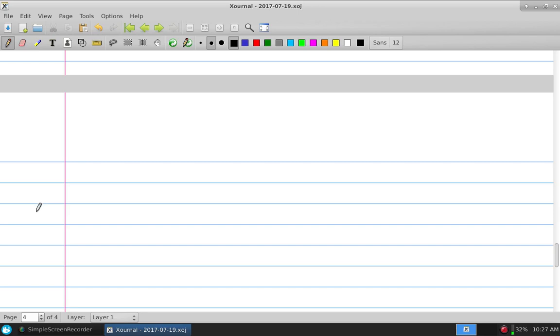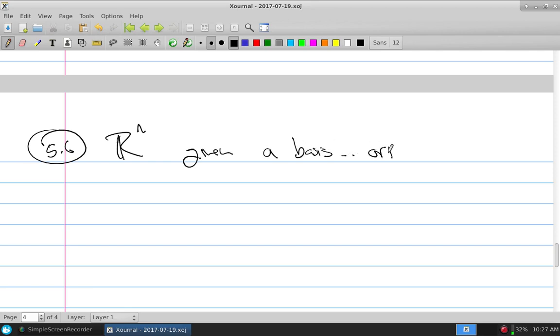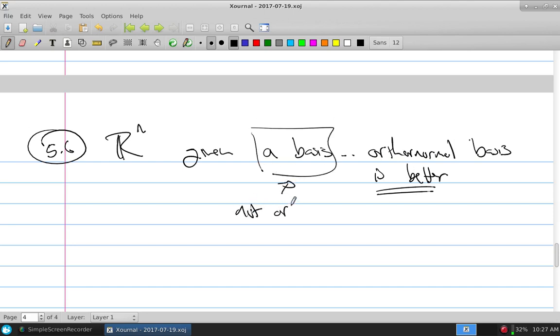So orthonormal sets are good. So what happens now, and we'll consider, for example, just simply Rn. If you are given a basis, an orthonormal basis is better. So if I was given a basis that's not orthonormal, how can I make an orthonormal basis based upon the fact that you have a basis?